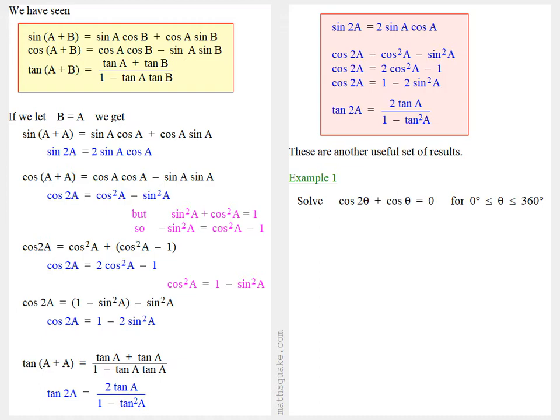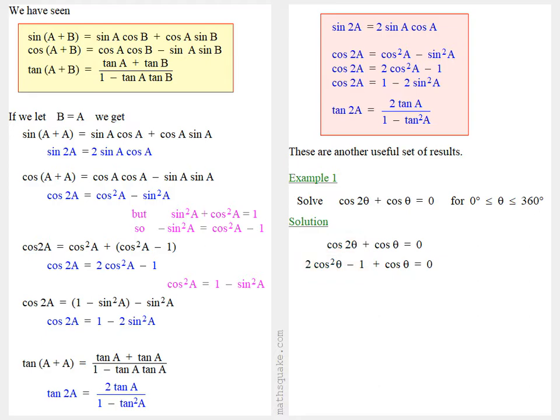Let's have a look at an example. Example 1. Solve the cosine of 2 theta plus the cosine of theta is equal to 0 for theta lying between 0 and 360 degrees. Well, to solve this, we've got the cosine of 2 theta plus the cosine of theta is equal to 0. Now here we've got cosines of theta and cosines of 2 theta. It would help if we could get everything in terms of just cosine of theta. So we can write the cosine of 2 theta is equal to 2 cosine squared theta minus 1.